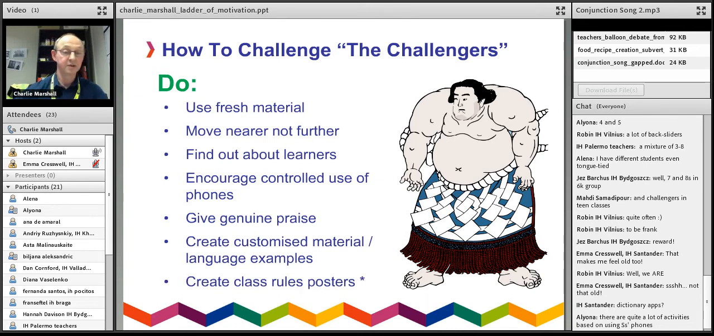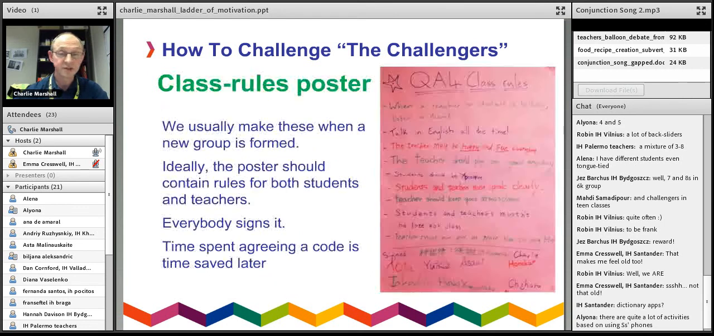And the final one, yes, create class rules posters. This is something we do in our school at the beginning of every summer, and probably every 2 or 3 weeks after that. We spend about 15 or 20 minutes talking about rules and then putting them together on a poster. And I'm just going to show you one of these.